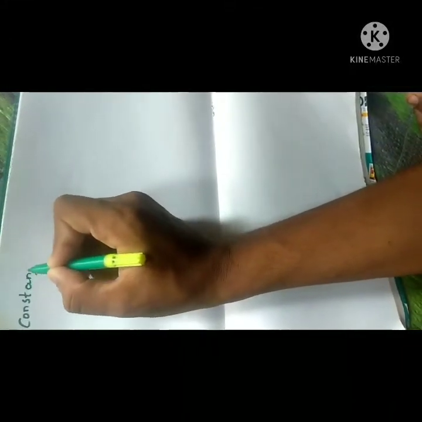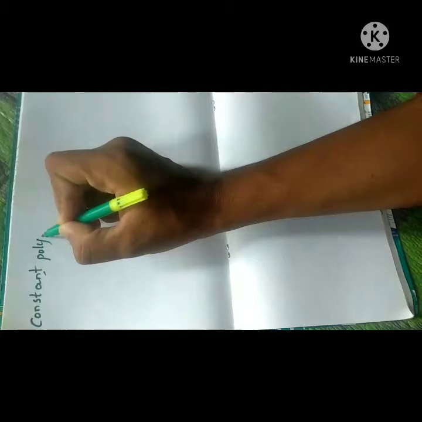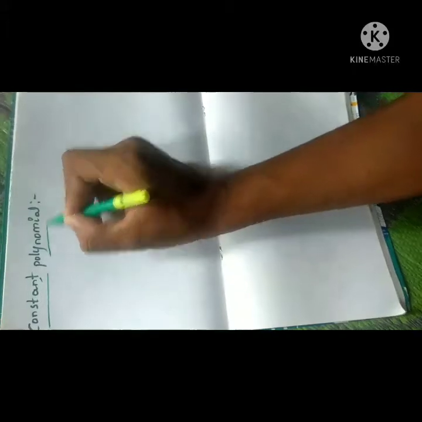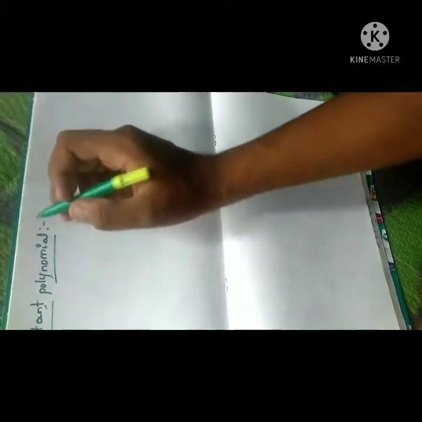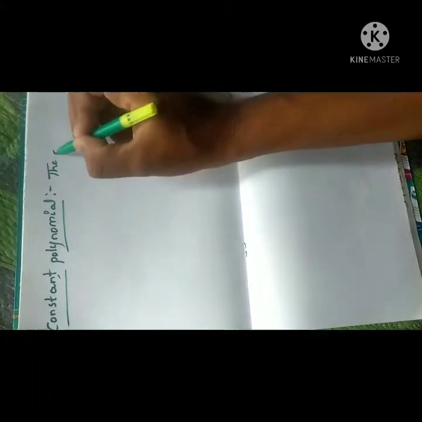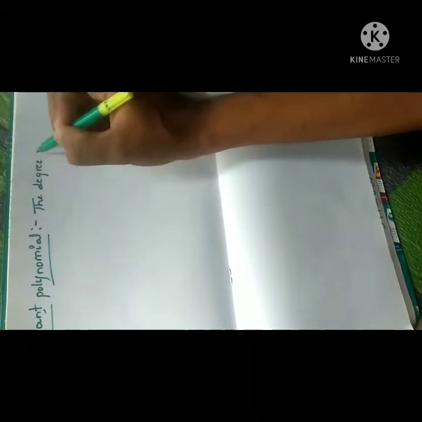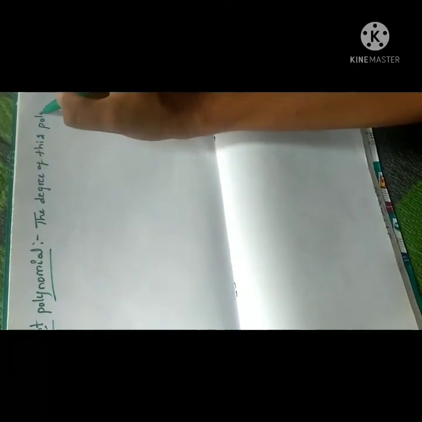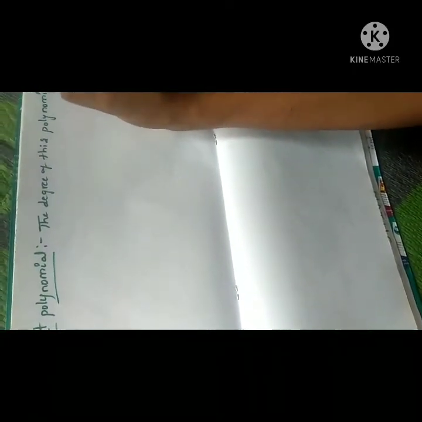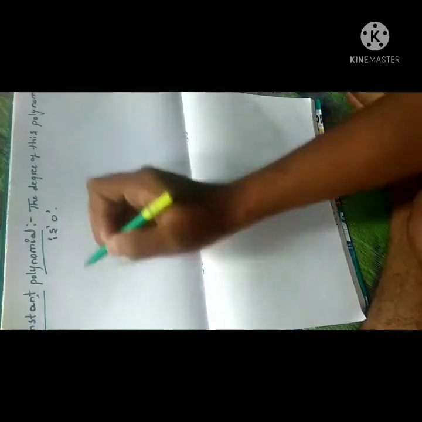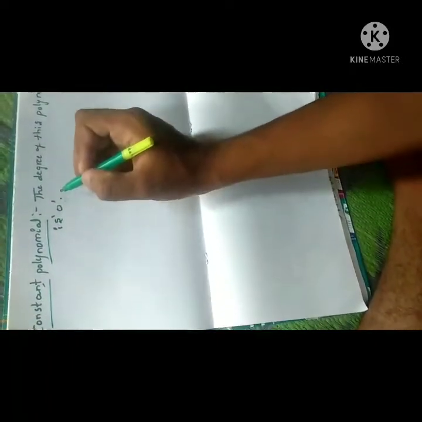Now we are going to discuss the constant polynomial. You people know about constant polynomial. It is one type of polynomial. The degree of this constant polynomial is 0. Most of the people are very much confused about this.